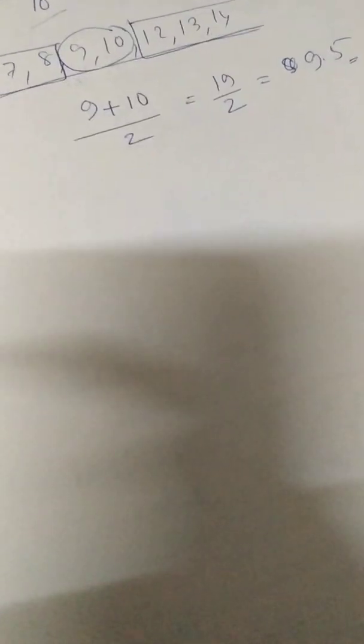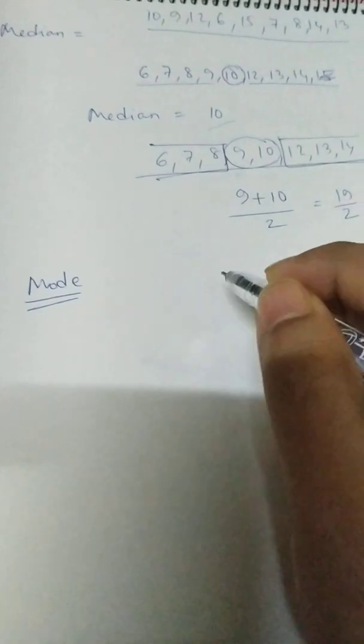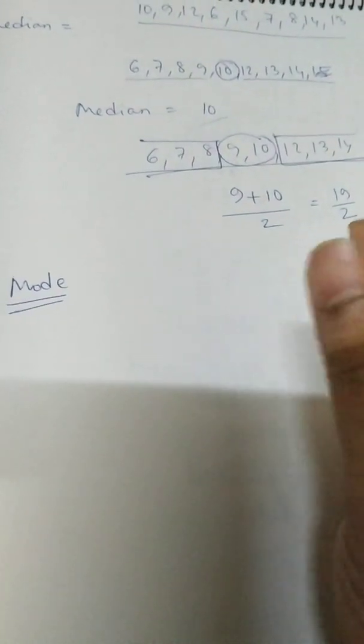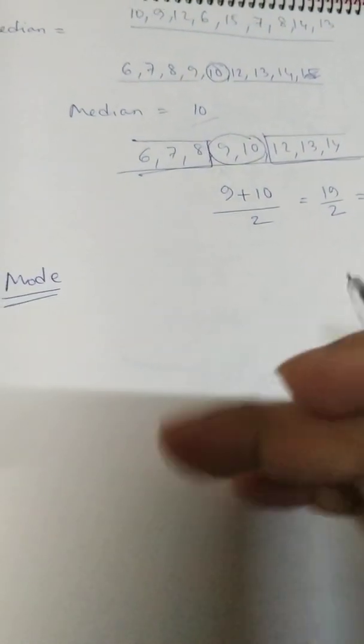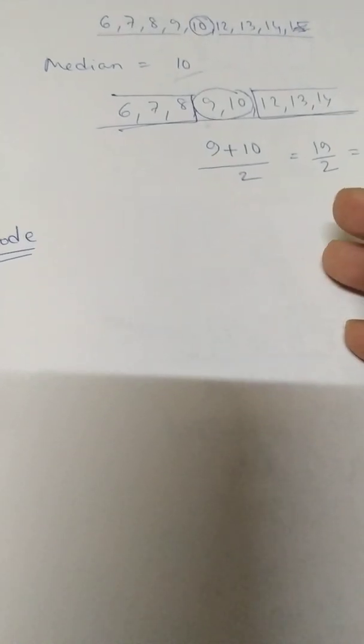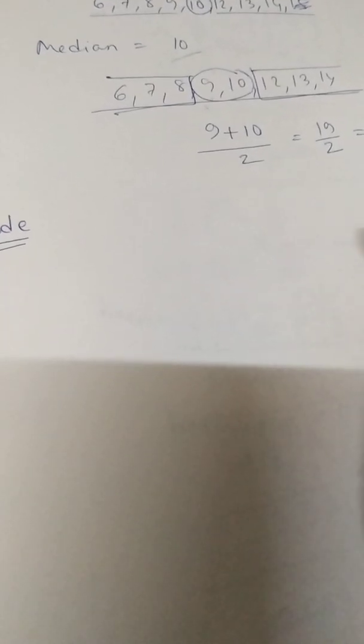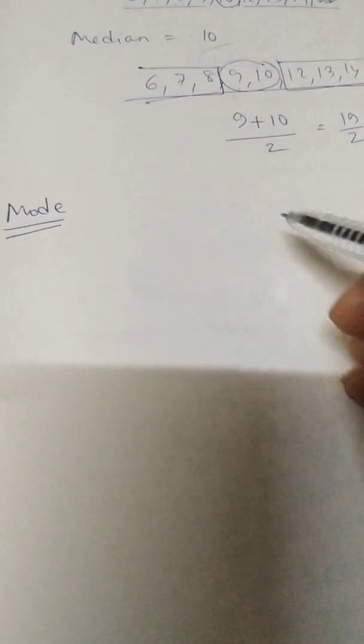Finally, let's move on to mode. That should be our last topic of discussion today. So how do we find the mode? Mode is the maximum-repeated data. The data that has been repeated the maximum number of times is known as the mode.